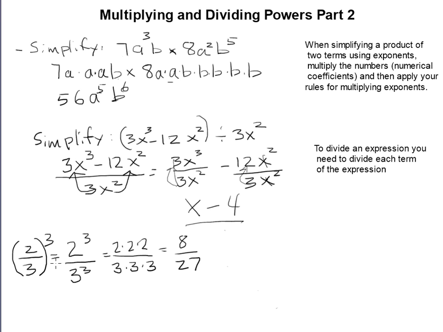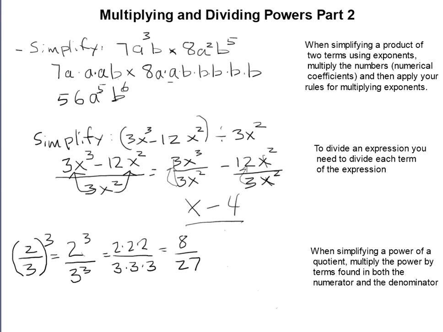Now let's look at this one. What are we doing here? We have 2/3, that's in brackets, and we're going to cube it. So here's what you're going to do. Basically, you're going to take the power, and you're going to multiply the power by each term. So in this case, 2 cubed over 3 cubed. You can expand it so it looks like 2 times 2 times 2. That's what 2 cubed looks like, expanded, and the same with 3 cubed. And you end up with an answer of 8 over 27.